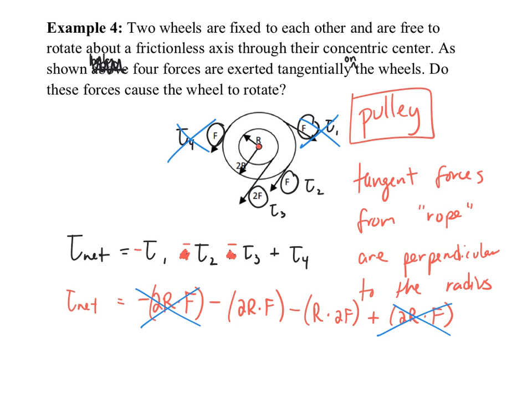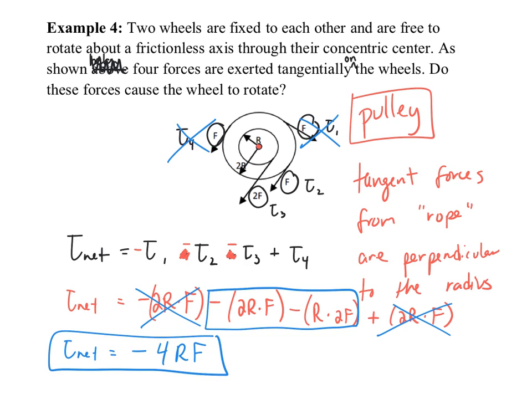But the key is to remember that when those two cancel, what are you left with? This is what you're left with right here, which means that the net torque will be negative. And as I think it was Jack Turner that predicted, it will rotate in the clockwise direction. Okay, the net torque will be negative 4 RF. So the answer is clockwise, or the answer is yes, really, right? Do they cause the wheel to rotate? The answer is yes, but in the clockwise direction.